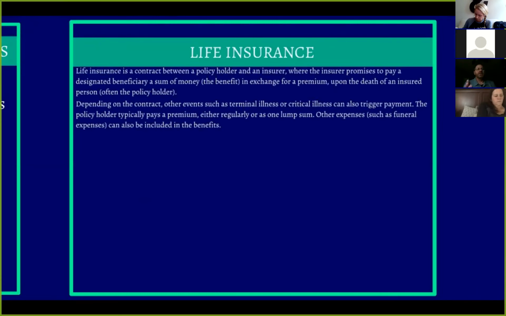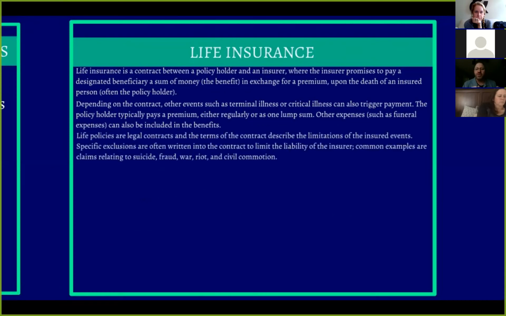Depending on the contract, you can offer other benefits such as terminal illness or critical illness, also known as long-term care riders, where we can design the policy to do different things for you.